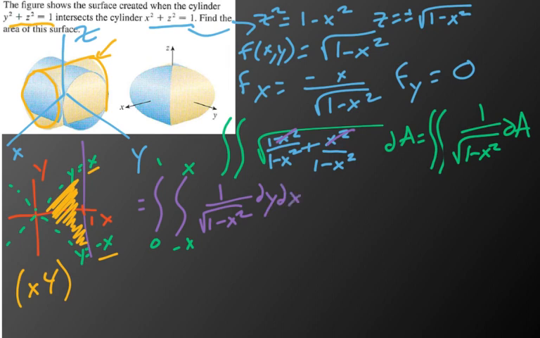The dy integral is really nice. We would just basically get a y to pop up in here with the dy integral. Then we're going to do x minus a negative x, so we're going to have 2x. So we have 2x over square root of 1 minus x squared dx.